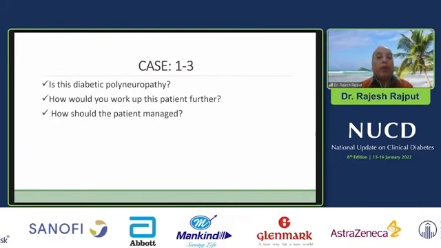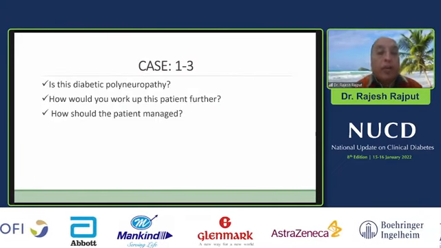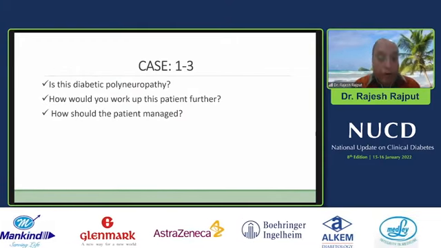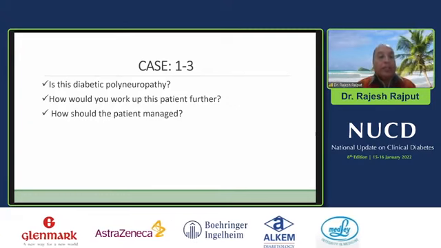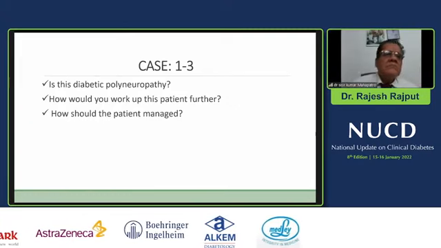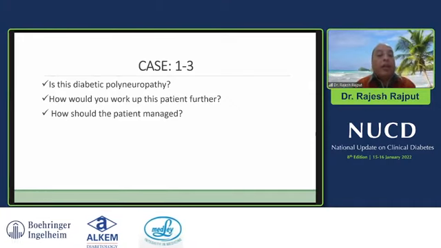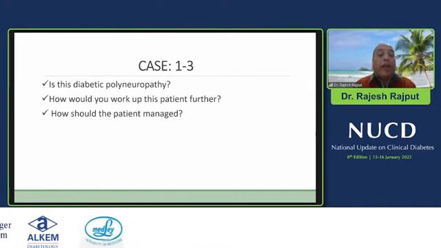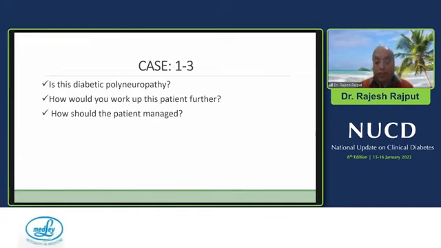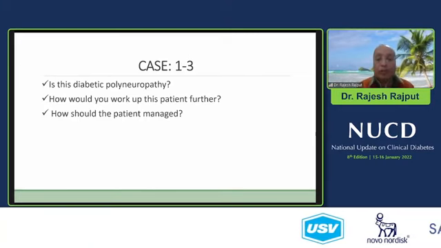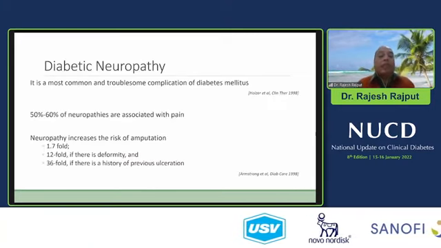So the question to all who are attending this course is: are all three patients suffering from diabetic polyneuropathy? If the answer is yes, then obviously there is no workup needed. If the answer is no, how would you work up these patients further? And then if the diagnosis is different, how will you manage these patients? So these are three important questions. Since this is a webinar, I request you to write down your own options with you, and we will come back to these cases again.